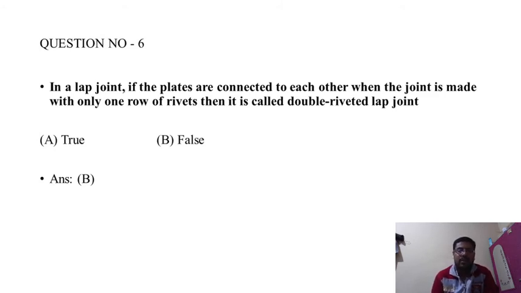So the options are true or false. Option A, true. Option B, false. So the correct answer is option B. This is false.